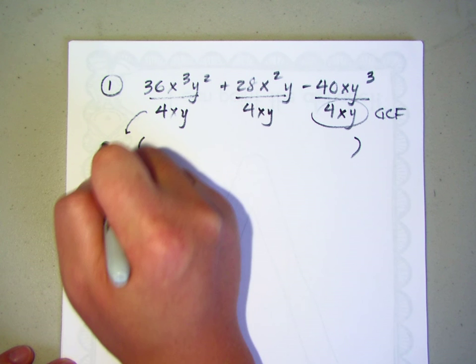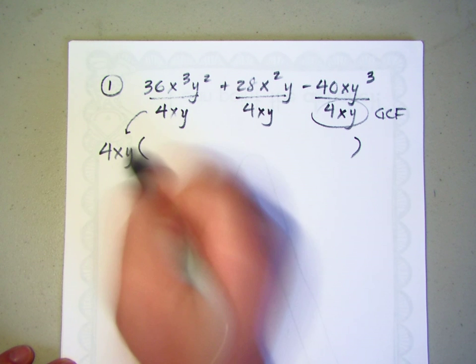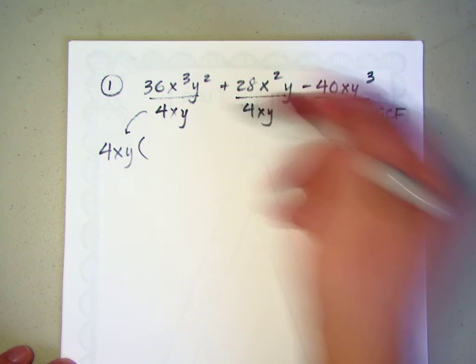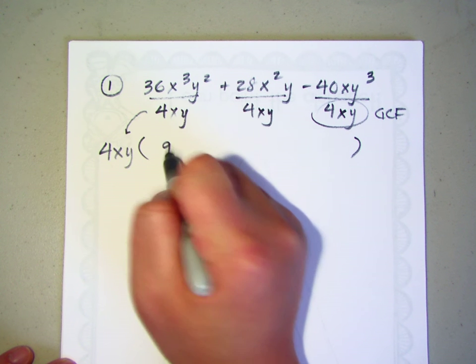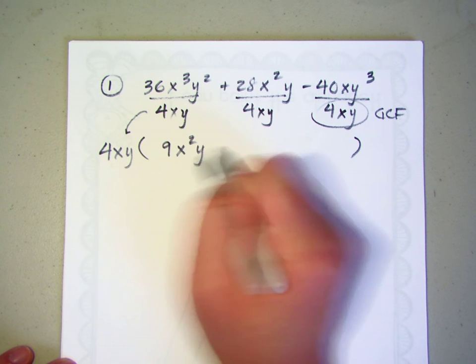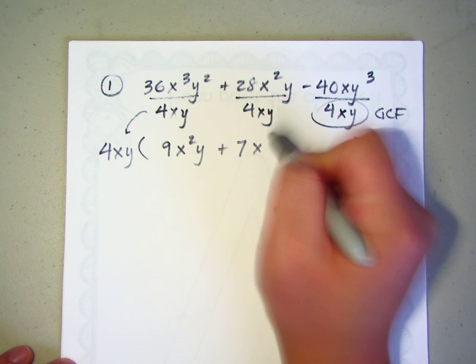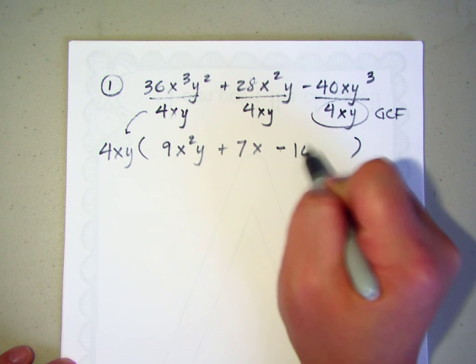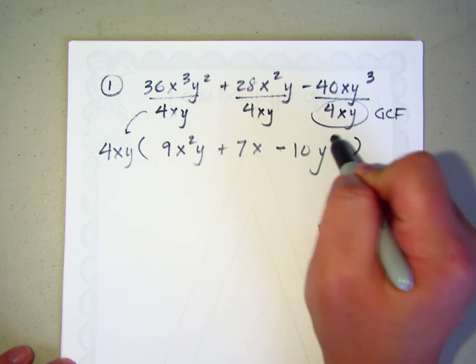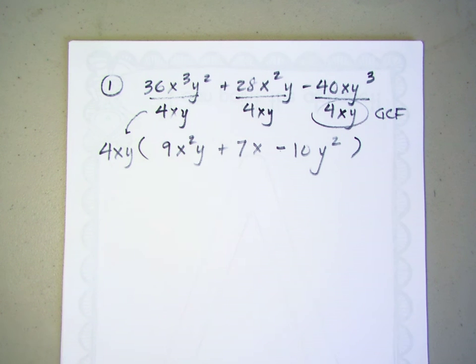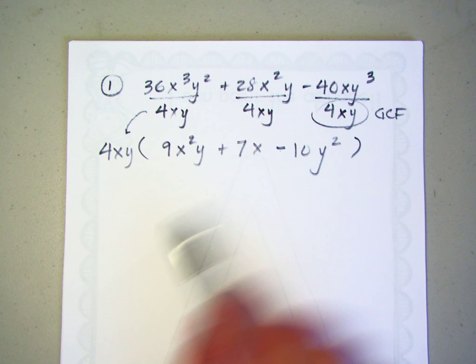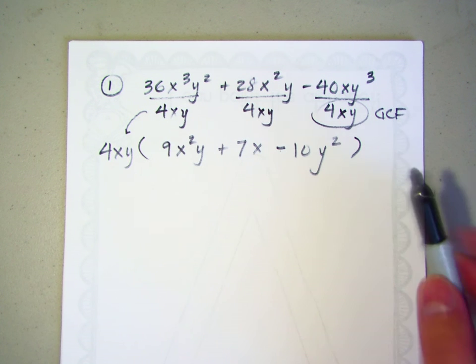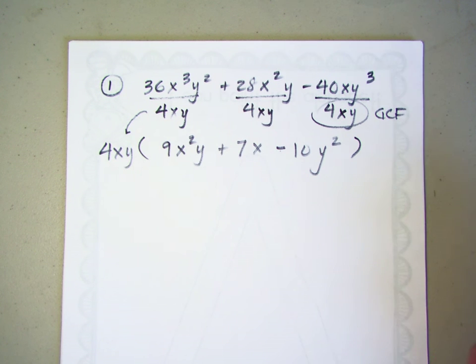And when you divide each term, what you have left is 9x squared y plus 7x (the y's cancel out) minus 10 (the x's cancel out) y squared. So we took the GCF, and what we have left is now what looks like a distributive property problem. And that's what we should get because we reversed it. Check to make sure that there's nothing else that can be factored out.